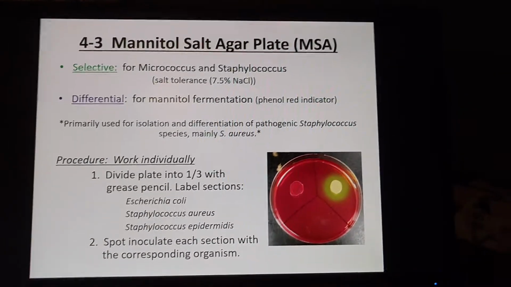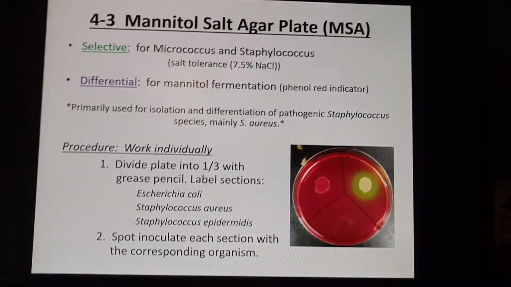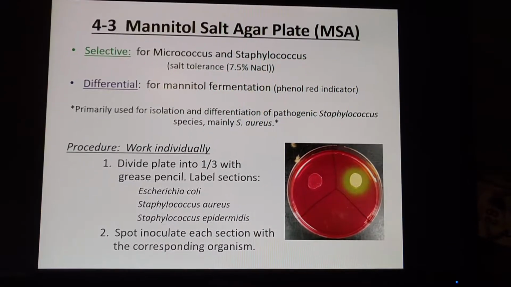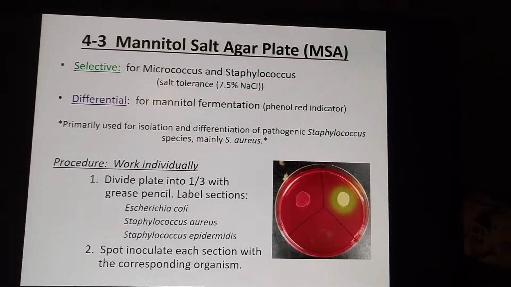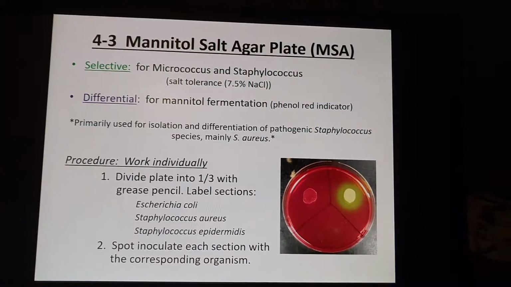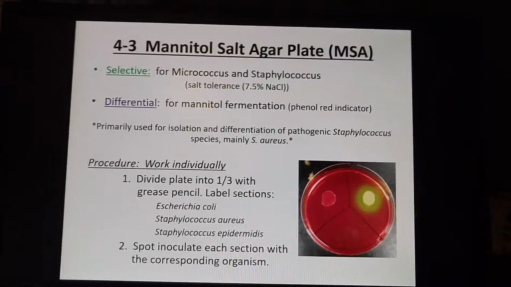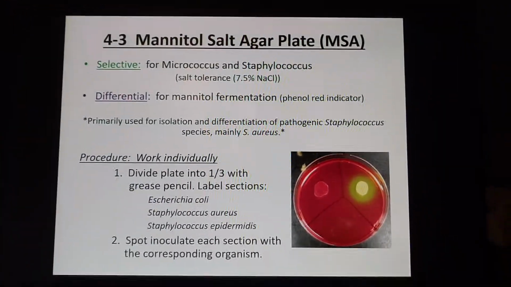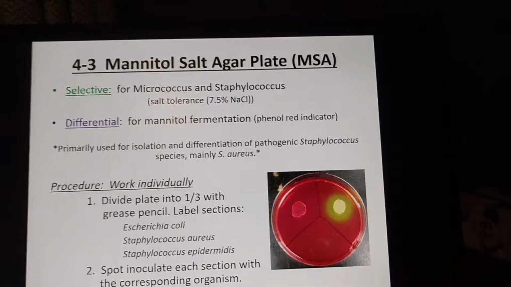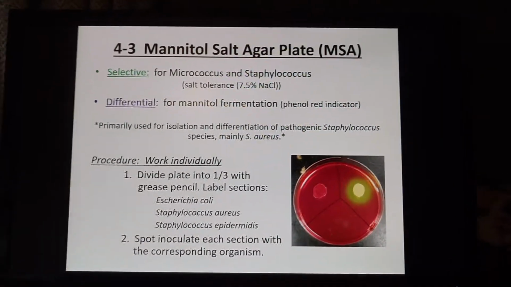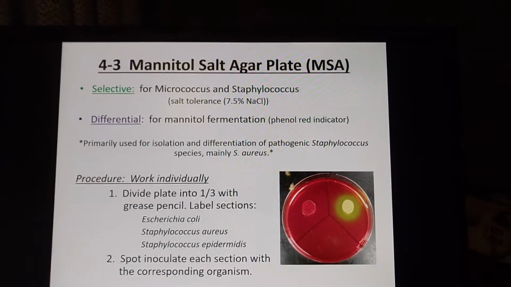Mannitol salt agar. All right, MSA. Now this one's a little bit more specific than some of the others. It's selective for Micrococcus and Staphylococcus. It utilizes 7.5% salt, NaCl, to select these salt-tolerant types of microbes. That's a pretty high concentration of salt. Most things prefer something like normal saline, which is, I think, something like 0.9%. So this is a pretty hefty amount of salt and is not very hospitable for most bacteria.